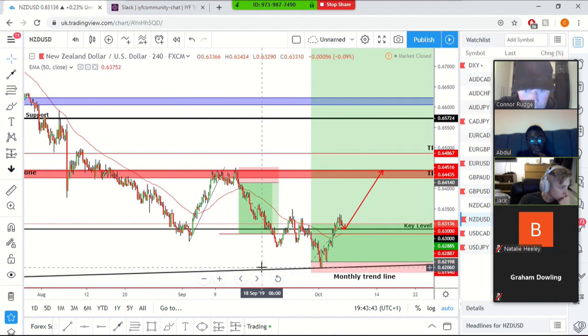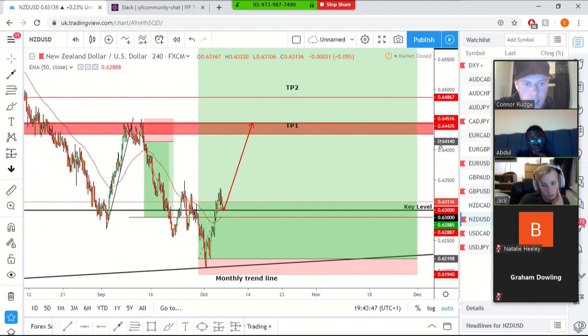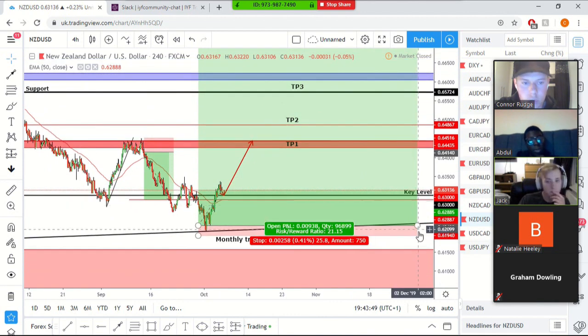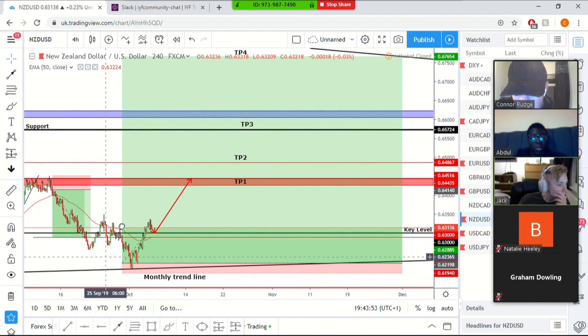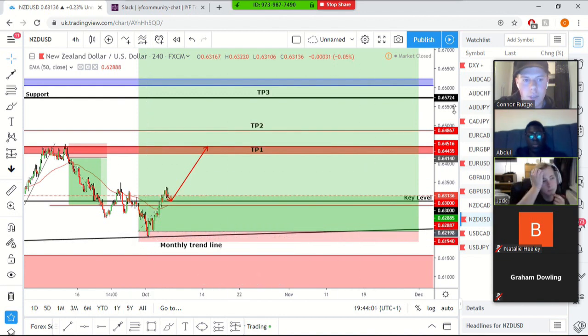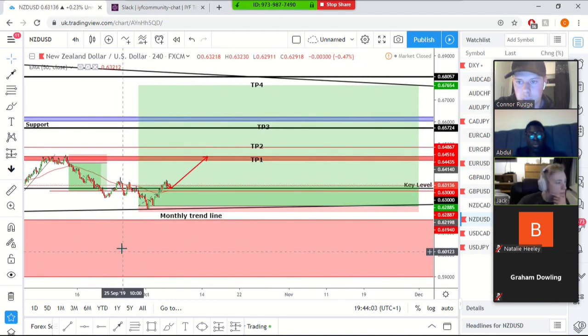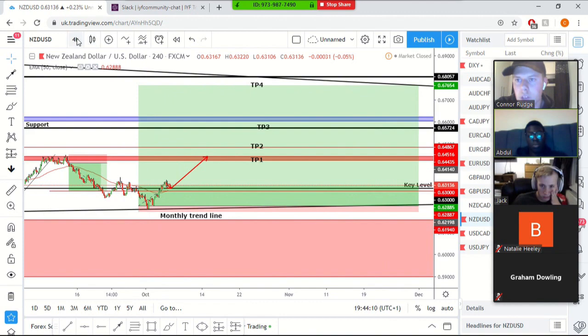So anyone who did get in this from my shout out on my Instagram or on the Slack community as well, but I did it in my members group. You can see here we got a very, very nice entry with about 25.8 pip stop loss. So this was just below the last trend line and the last key level, about 10 pips below. And as you can see, like I said before, massive potential. So if we look here, we've got about 90 pips in profit at the moment.